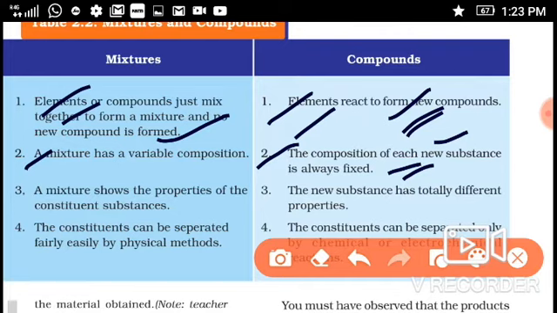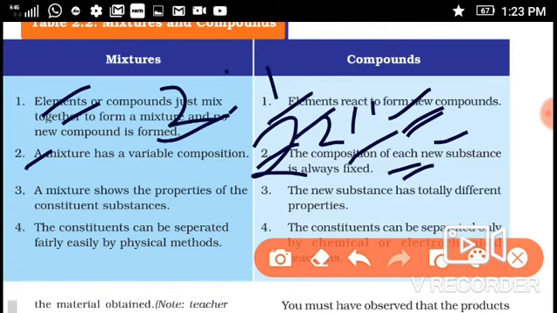Like we have already discussed about the ratio 2:1. A mixture shows the property of its constituent substance. Like iron and sulfur, when we mix, then it has iron property as well as sulfur property, but the new substance has totally different property. Like iron sulfide is totally different property than iron and sulfur.